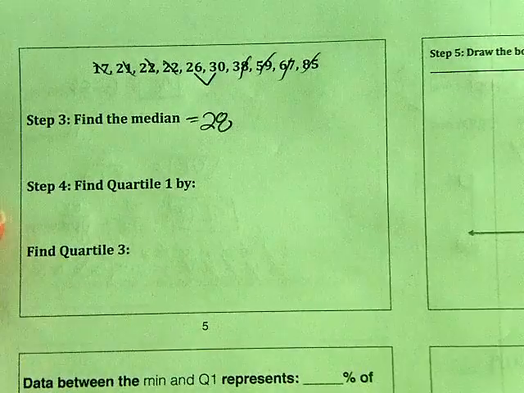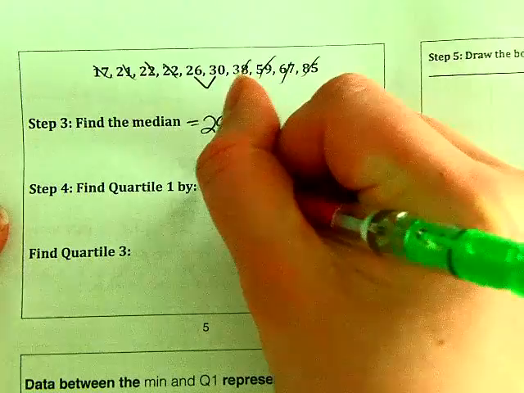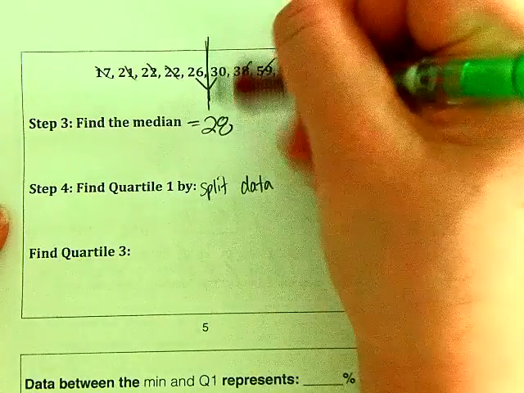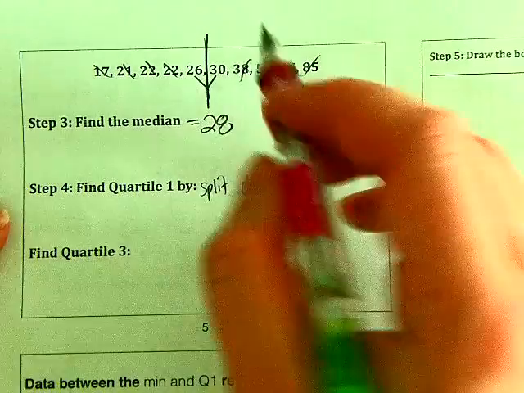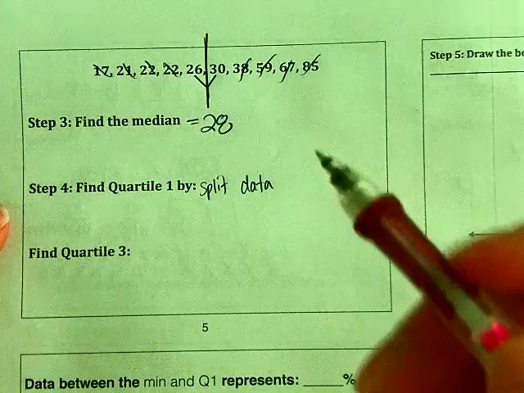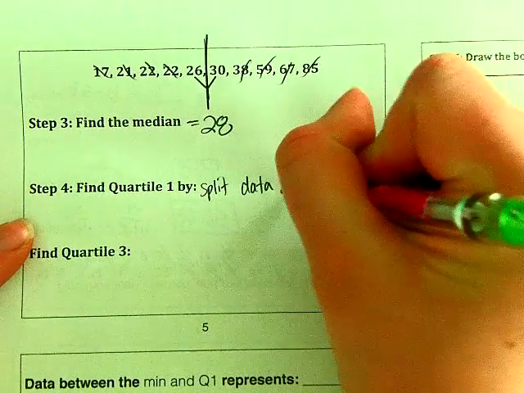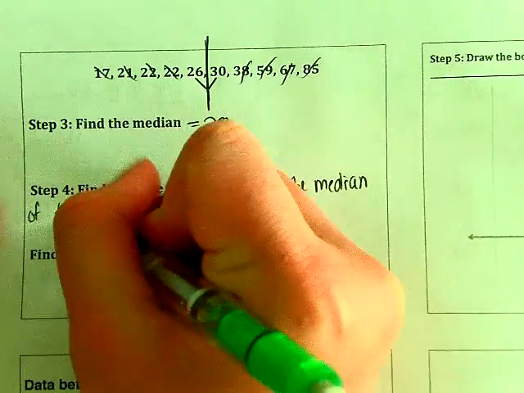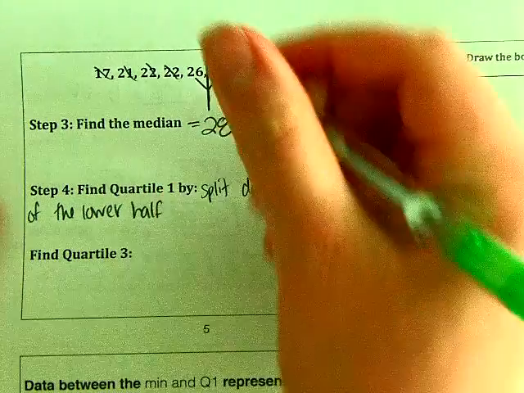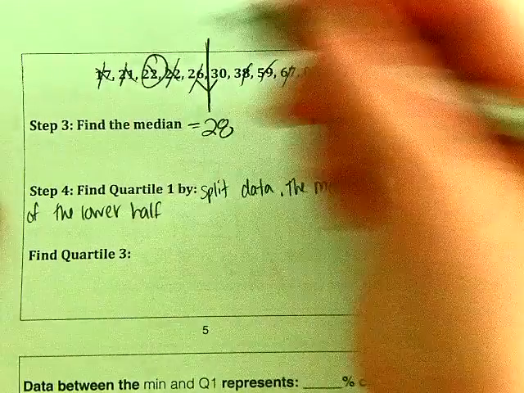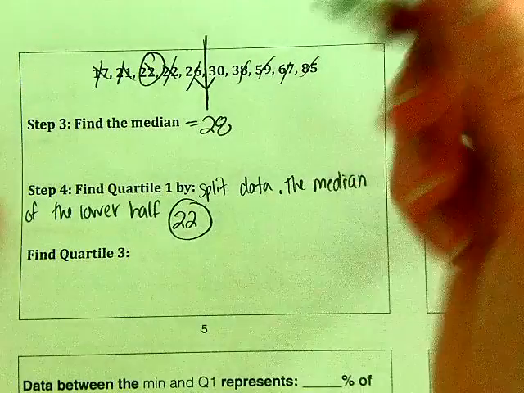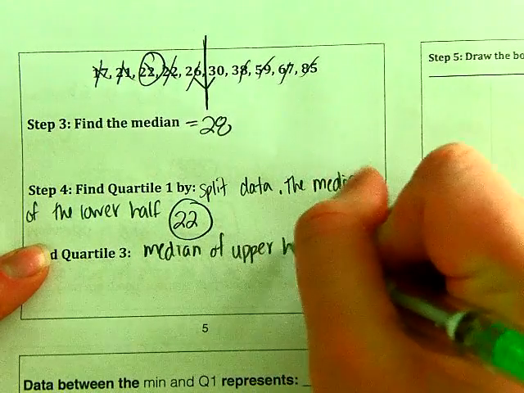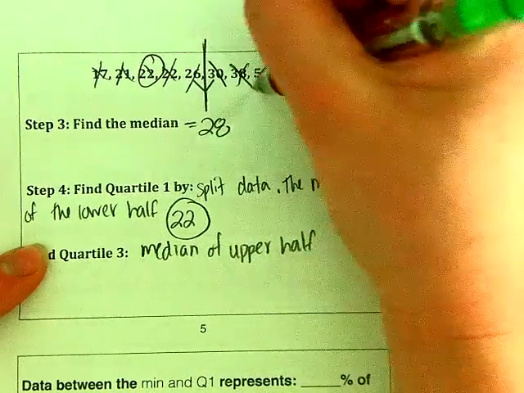Find quartile 1 by splitting the data in half. So split data. Since this one has 2 numbers in the middle, we split it in half. If we had 1 number in the middle, we would just ignore that number. And then quartile 1 is the median of the lower half. So I'm going to cross these numbers out till I find a number in the middle, which is 22. The third quartile is the median of the upper half. So I would cross these out and end up with 59.